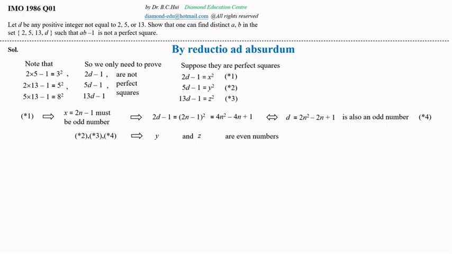We put equation 4 and 2 and 3 together. We see that y and z would be even numbers. So we can write y equals 2p and z equals 2q. From equation 3 minus equation 2, we get 8d, which is z squared minus y squared, equals 4 times q squared minus 4 times p squared. So, q squared minus p squared, which equals 2d, is an even number.